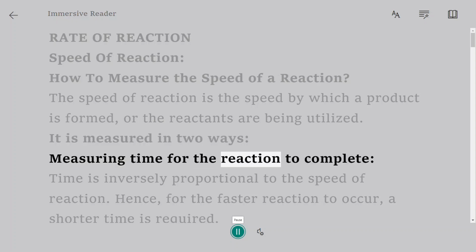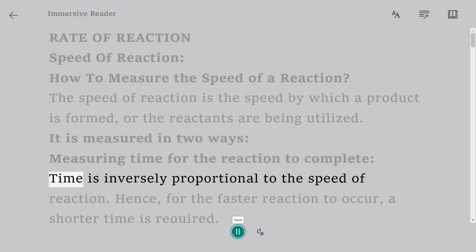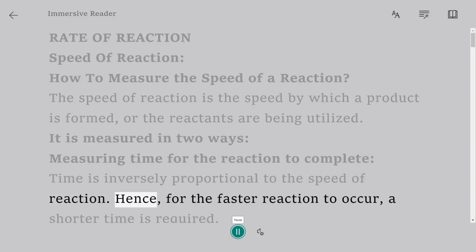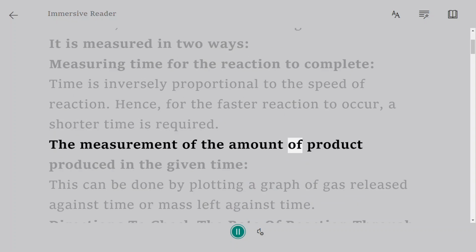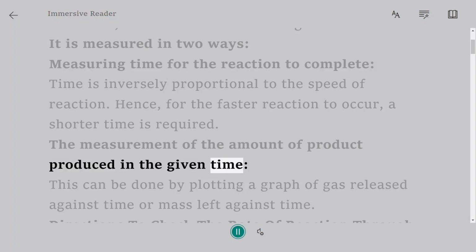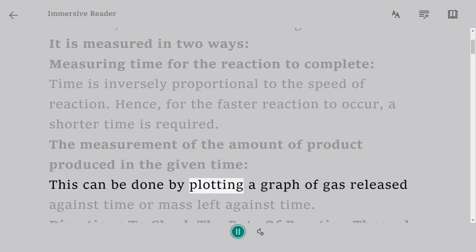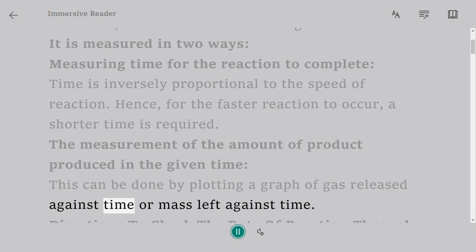Measuring time for the reaction to complete. Time is inversely proportional to the speed of reaction. Hence, for the faster reaction to occur, a shorter time is required. The measurement of the amount of product produced in the given time. This can be done by plotting a graph of gas released against time or mass left against time.